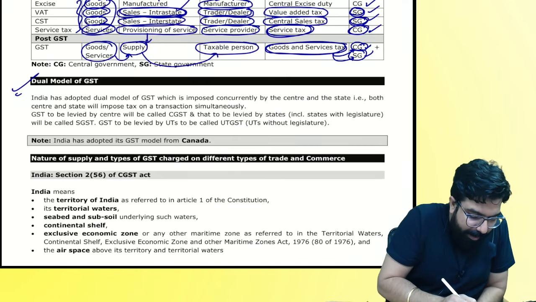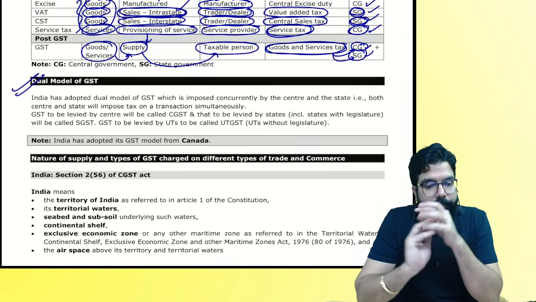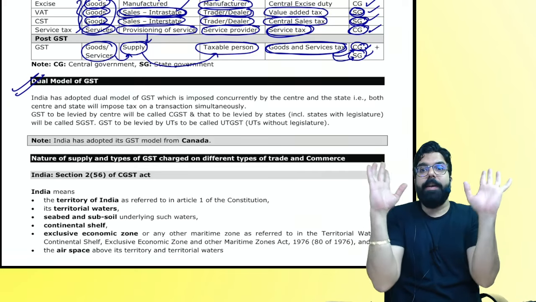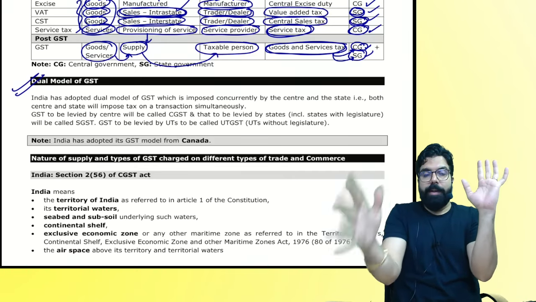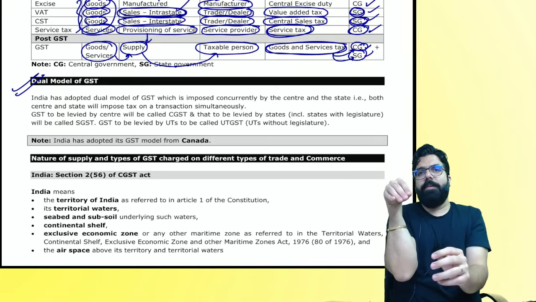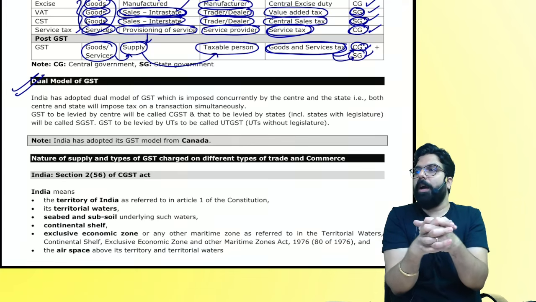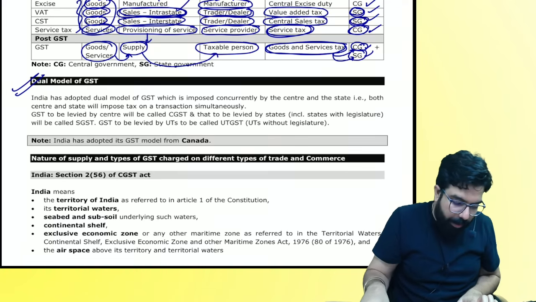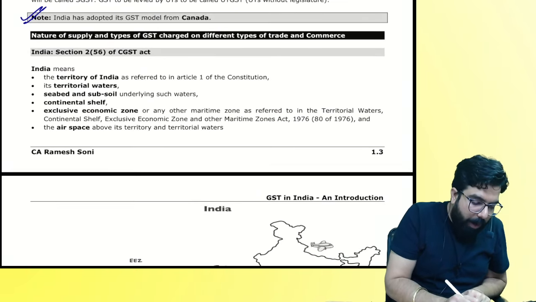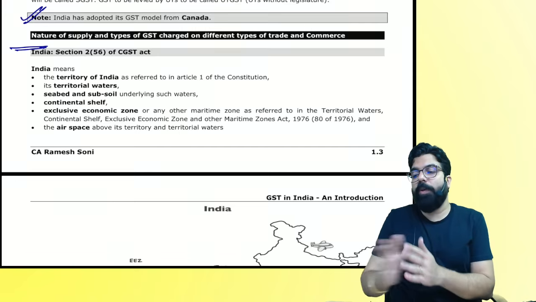People, now here, did you understand about the dual model of GST, everyone? What is the dual model of GST? Whenever any transaction will happen, central government will collect CGST, state government will collect SGST. Are we clear? If it is central government and union territory government, CGST and UTGST. Are we all clear till here, everyone? Next. India has adopted its model from whom? Canada. Now, I want you guys to learn what is India. Because GST will be imposed where, everyone?